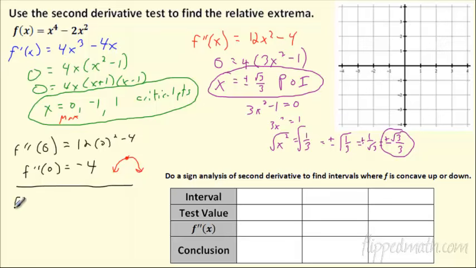Let's check negative 1. If I do the second derivative of negative 1, I'm going to put it all the way into this bad boy over here. So I'm going to say 12 times negative 1 squared, minus 4. And then again, I'm really most concerned about positive or negative. So that's going to be positive, isn't it? Negative 1 squared, 12 minus 4, 8. So what is this? Draw a little picture if it helps you out. Because it's positive, it's concave up. And because it's concave up, that means this must be a minimum point, a relative minimum point. Holy cow, this is awesome.